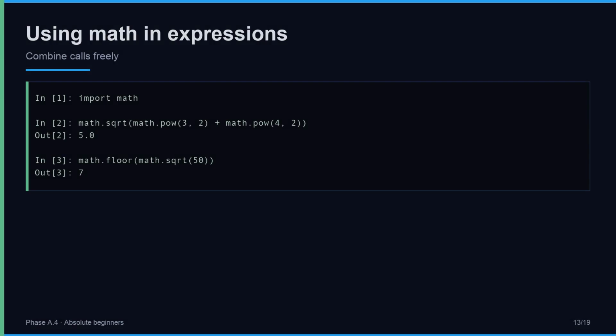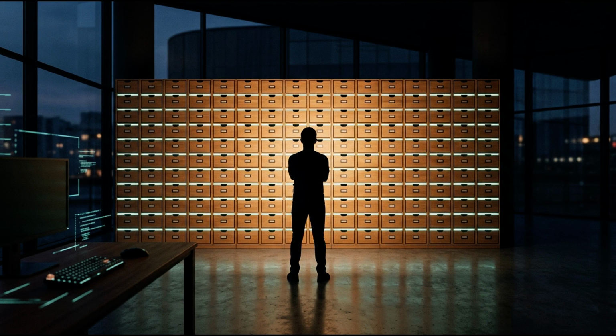You can nest math calls inside each other. Inner runs first. math.pow of 3 and 2 is 9, math.pow of 4 and 2 is 16, sqrt of 25 is 5. Or, sqrt of 50 is about 7.07, floor of that is 7. Nesting works because each call returns a value the next call can use. Read from the inside out when the line feels dense. After using one module well, every other module feels familiar. The pattern does not change.